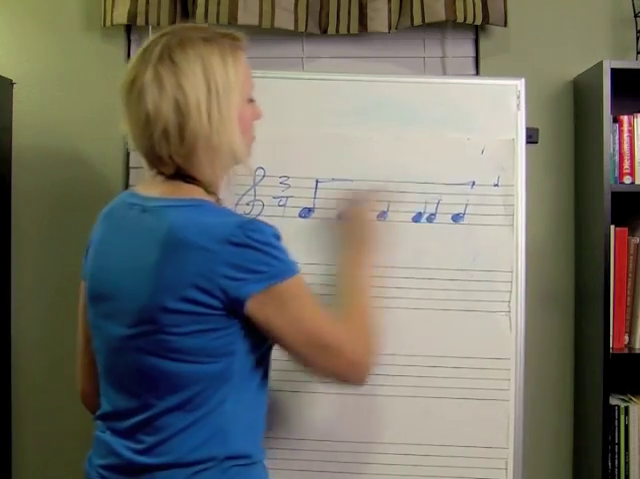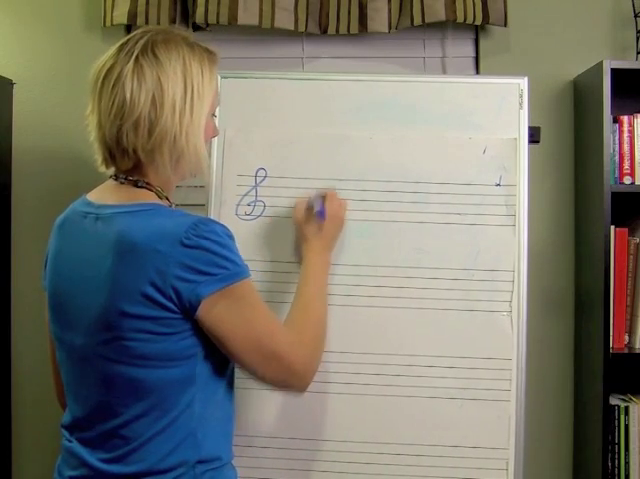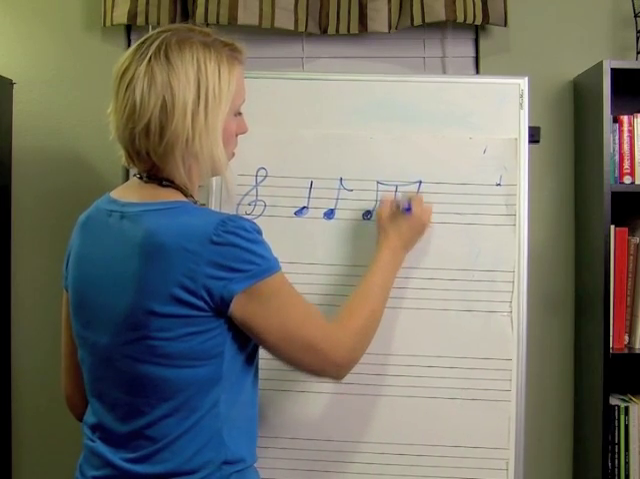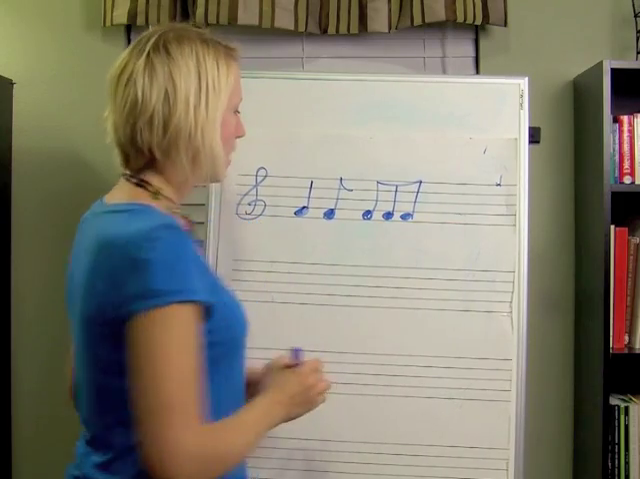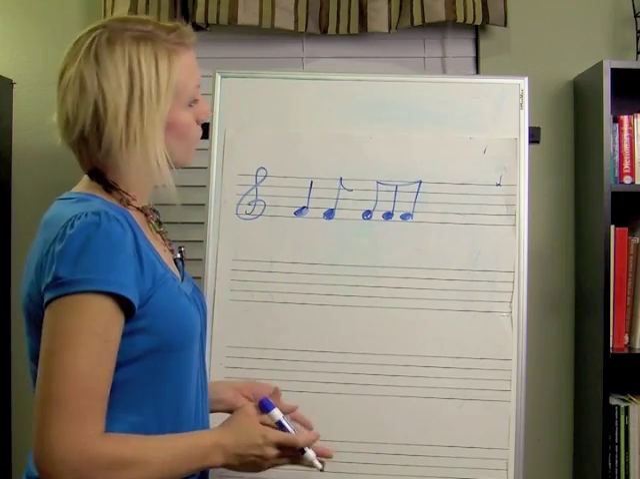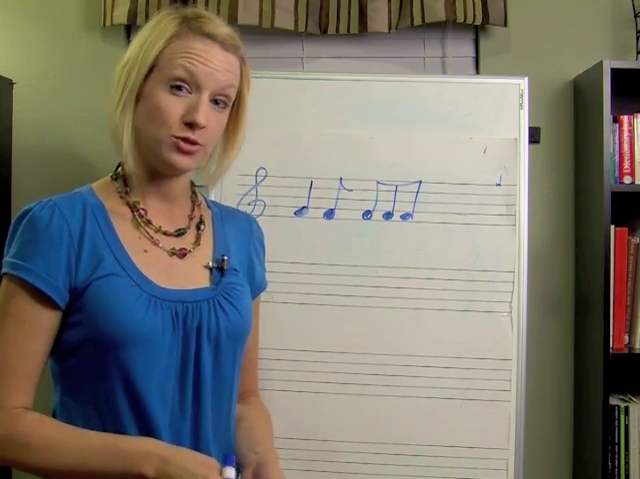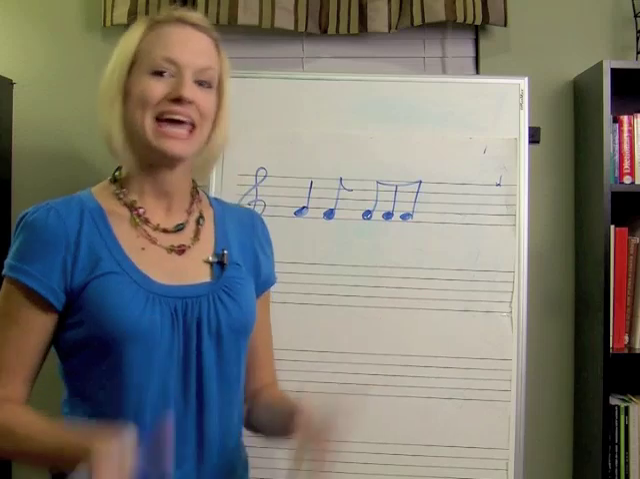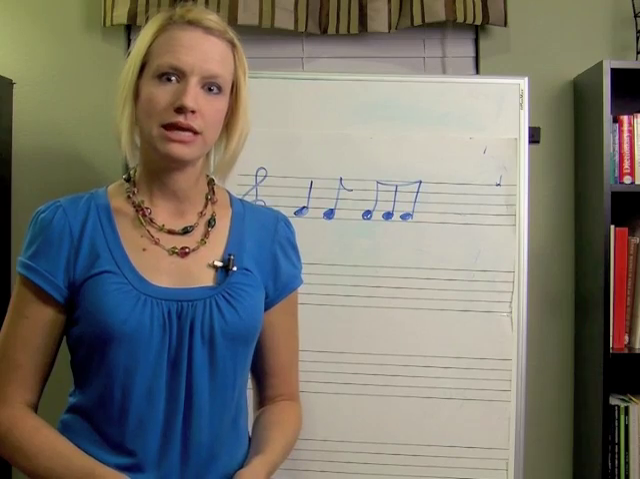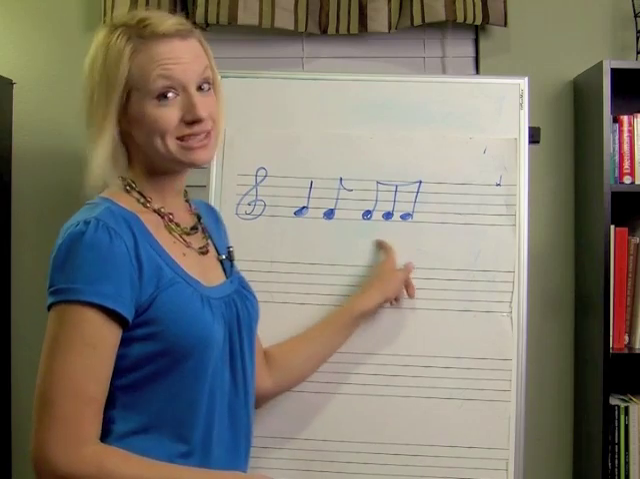Let's do another one. Okay, so how about if we had that? So let's think about it. We said in simple meter, as if the beat were divided by 2, those notes would be grouped in 2s. In compound meter, we would be dividing the beat by 3, and we would be having the notes in groups of threes. I see a group of three.